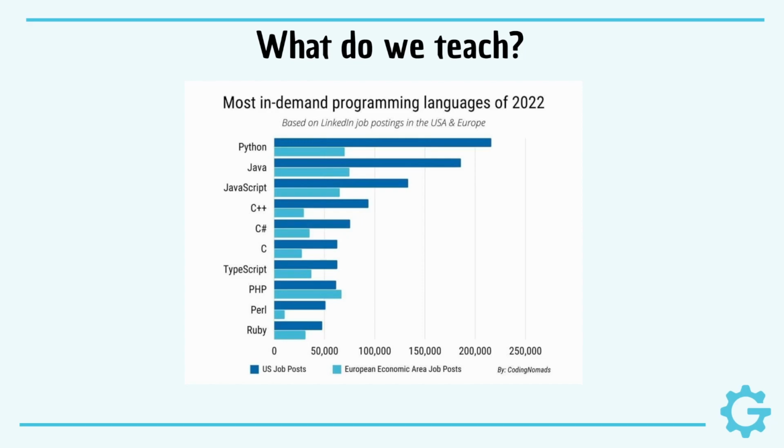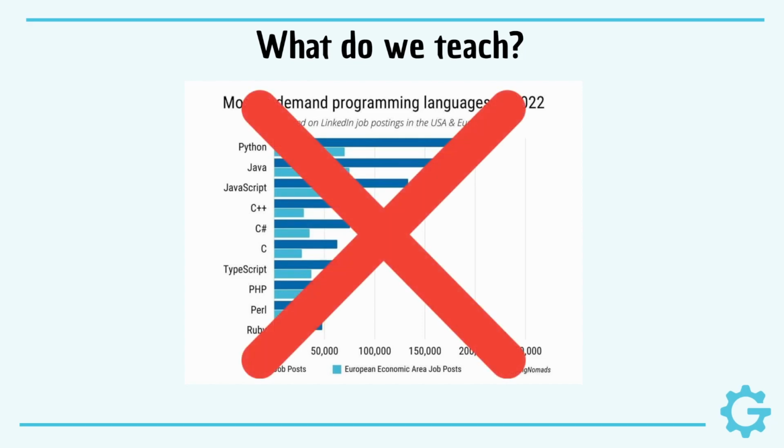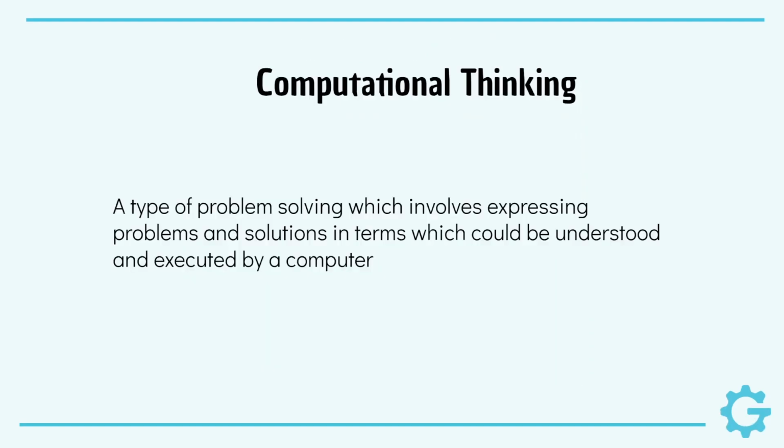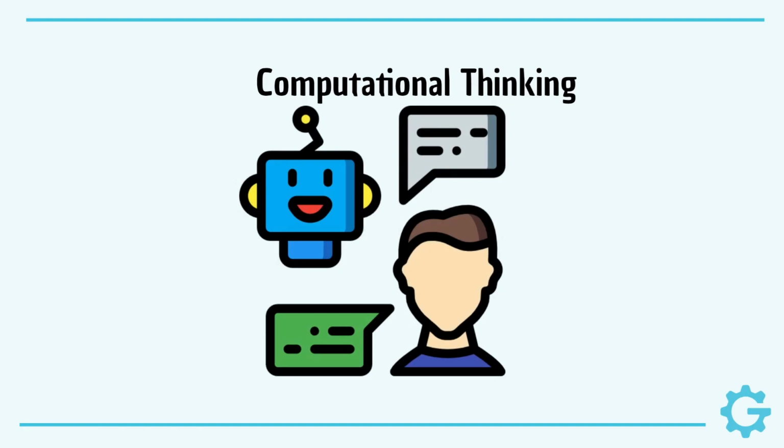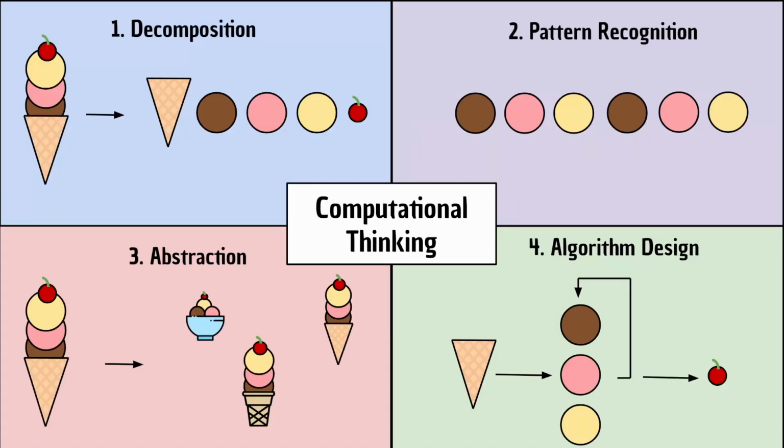But I'll let you in on a secret here. The actual language we use to teach doesn't matter, because we aren't actually trying to teach a student how to write code. Instead, we're trying to teach the more general skill of computational thinking. What exactly is this? Computational thinking is a type of problem solving which involves expressing problems and solutions in terms which can be understood and executed by a computer. Basically, through learning how to think computationally, you are learning how to speak to and understand computers.